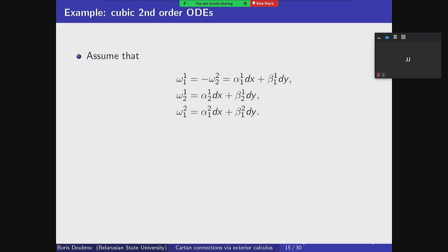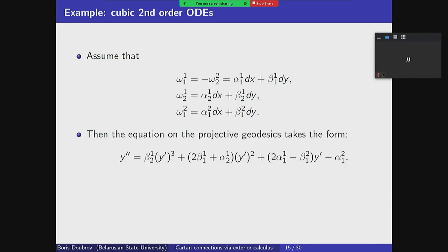So these are our forms of a Cartan connection on the base manifold. So now we substitute them into the equation, and this is what we got. So this is a very explicit way of writing the equation of projective geodesics. So the coefficients of this equation are linear combinations of the coefficients of this form.